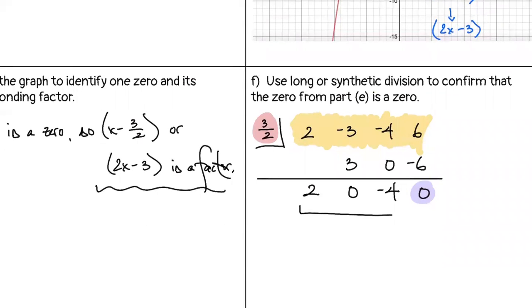Now, we have at the bottom then 2, 0, and -4. What does that stand for? 2, 0, and negative 4.